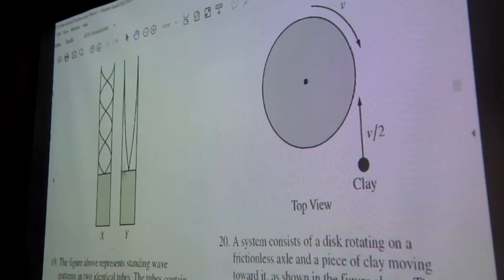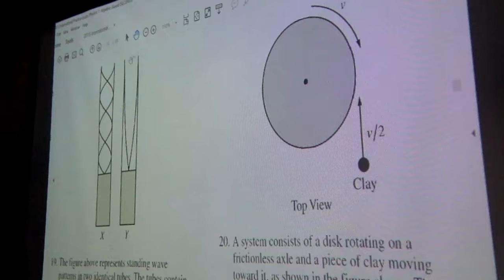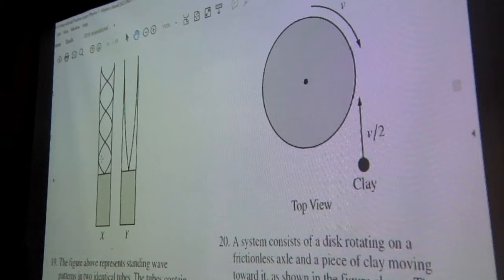How many wavelengths do you see from here to here? One. Four. Four is one. A fourth. This is an antinode, and that's a node, so it's 1/4 of a wavelength.